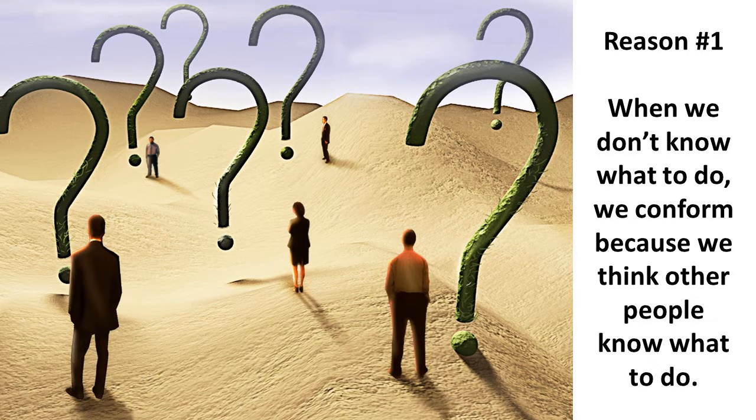Reason number 1 is when we don't know what to do, we conform because we think other people know what to do. Pretend you are a new employee at your organization, and you are presented with an ethical dilemma of low moral intensity. The research suggests you would probably reach out to your new coworkers for more information about what to do. This reason is illustrated by Sharif's well-known experiment.